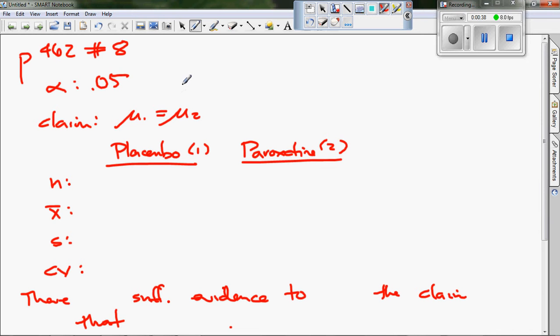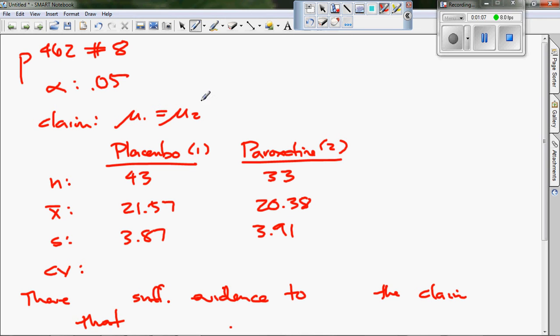Alright, and the statistics that are given for the placebo, N is 43, X bar is 21.57, S is 3.87, and for the treatment group, N is 33, X bar is 20.38, S is 3.91.